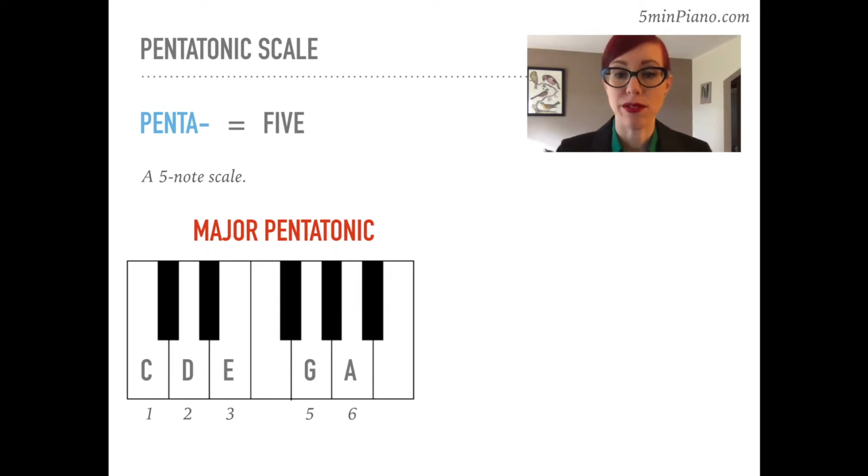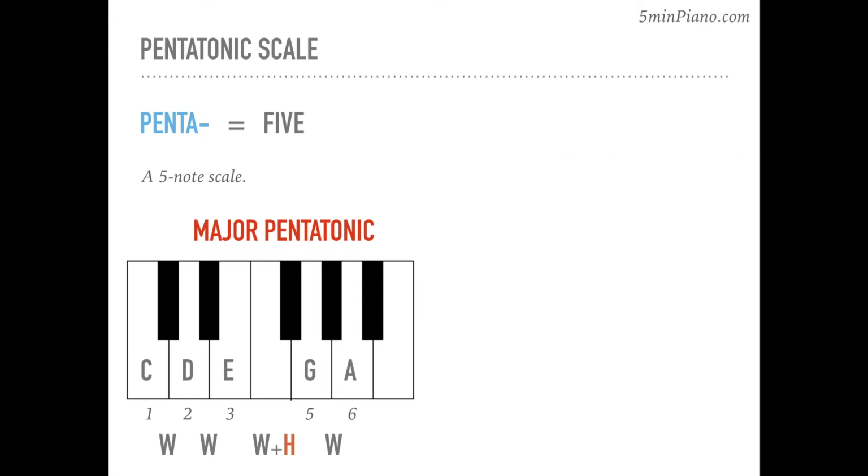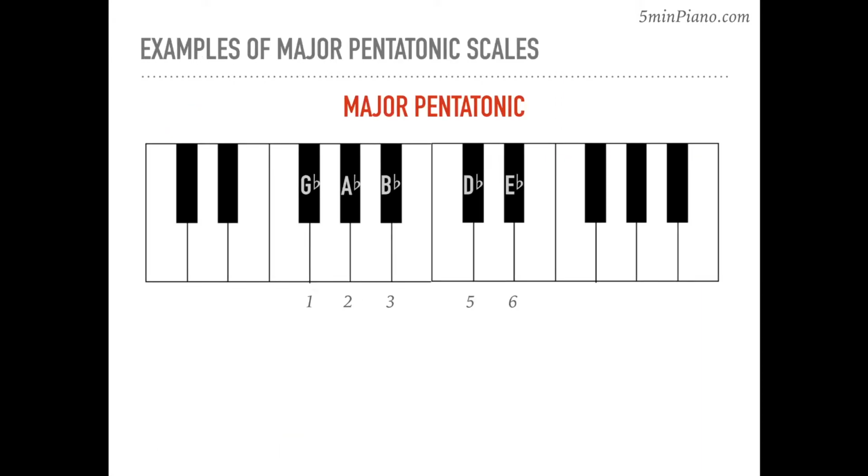If you're not there yet, you can figure out the notes by following the pattern: whole step, whole step, whole step plus half step, whole step. It may be that you've accidentally discovered the major pentatonic scale simply by playing the black keys, which naturally form a G-flat major pentatonic scale.